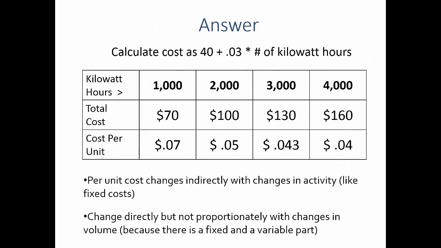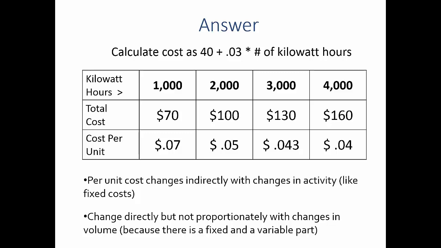If you use the formula correctly, this is what you should have. Notice that because of the fixed component, the total cost goes up with volume, but not proportionately, unlike variable costs. So you see how we went from $70 at 1,000 hours to $100 at 2,000 hours. If this were a variable cost, the cost would have doubled. That's something that's going to help you differentiate a mixed cost from a variable cost.